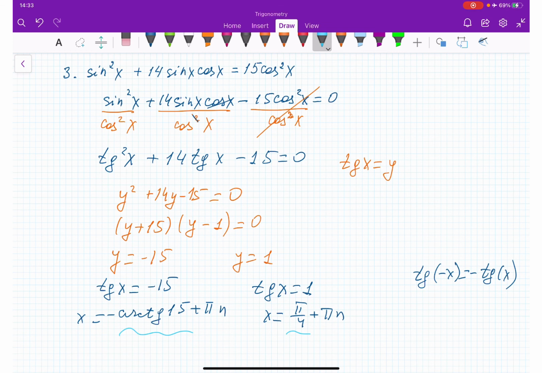Maybe on the internet you can find a special table for all angles that are not on the unit circle, between those angles on the unit circle, or you can use the arc function. So therefore here I used arctangent, and in the case of 1 I already know it's 45 degrees.